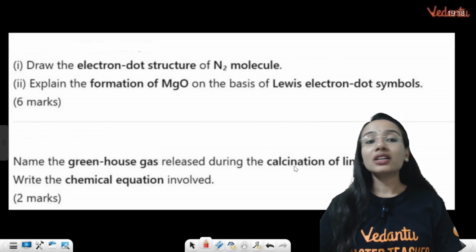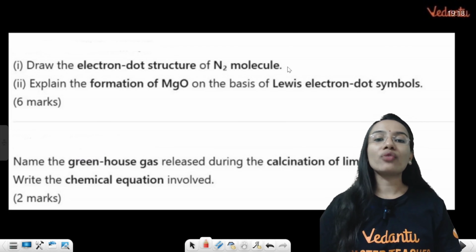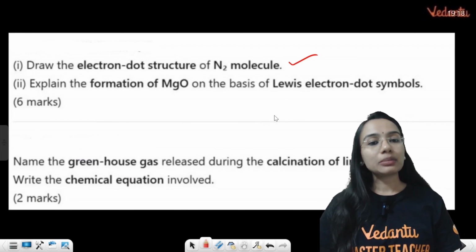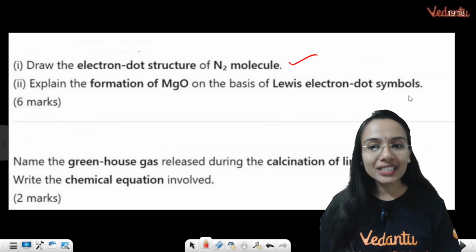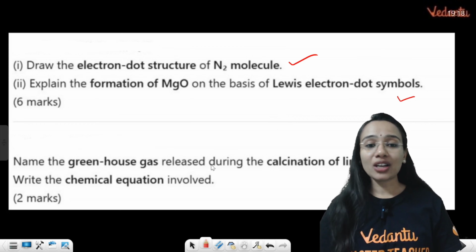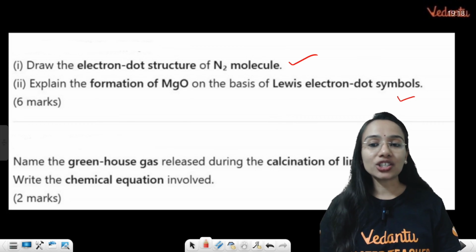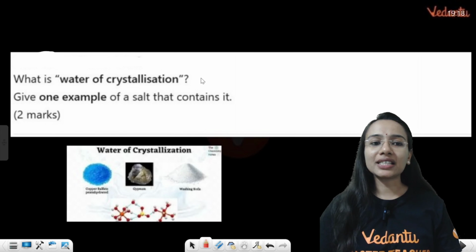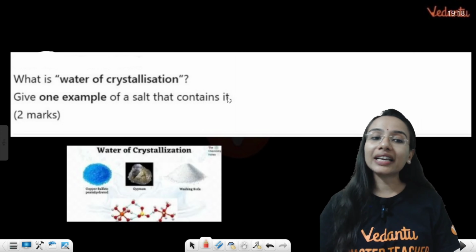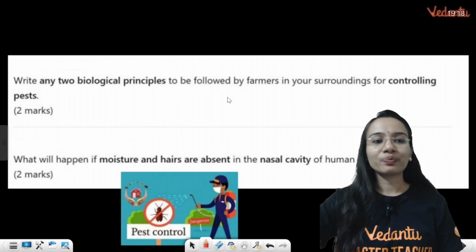Then we have: draw the electron dot structure of N2 molecule. Explain the formation of MgO on the basis of Lewis electron dot symbols. Name the greenhouse gas released during the calcination of limestone. Write the chemical equation involved. What is water of crystallization? Give an example of a salt that contains it.